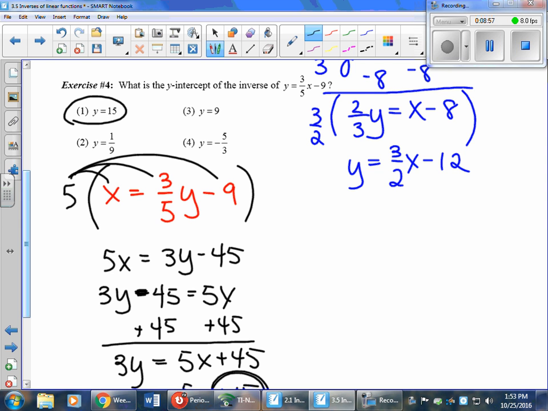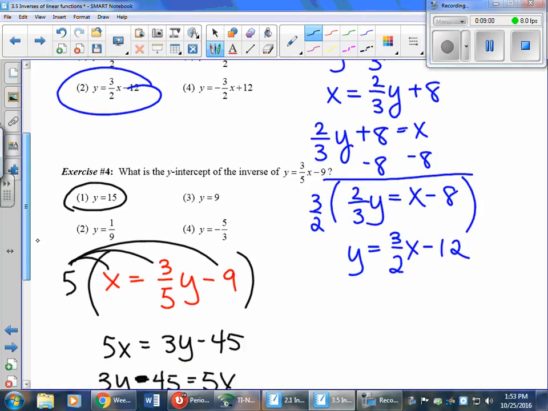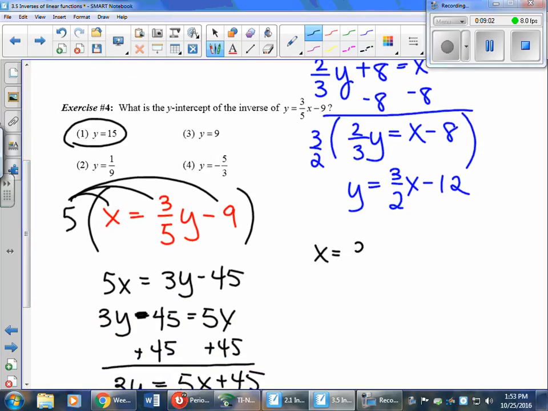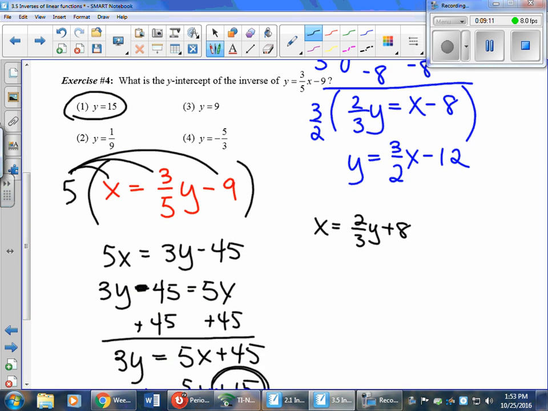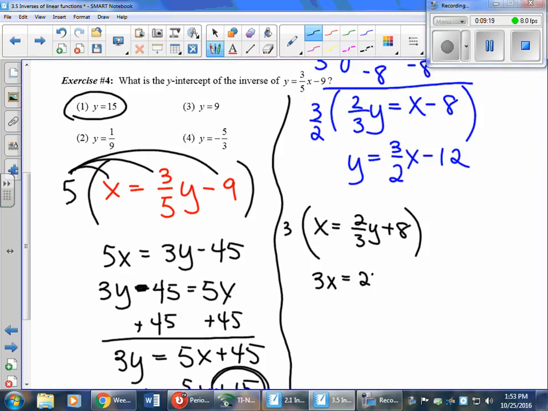So if we had started that way with the first problem, x equals 2/3 y plus 8, you can multiply this whole thing by 3, and you get 3x is equal to 2y plus 24, and then solve for y. And you would get the same answer. But you have to flip-flop the x's and y's now. All right? Probably an easier way to solve for y.